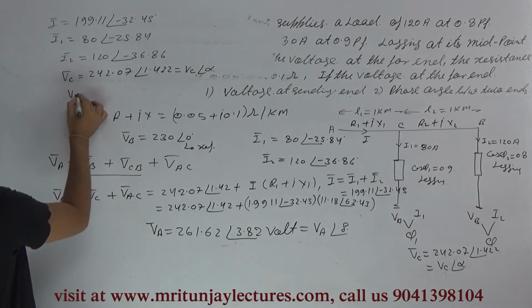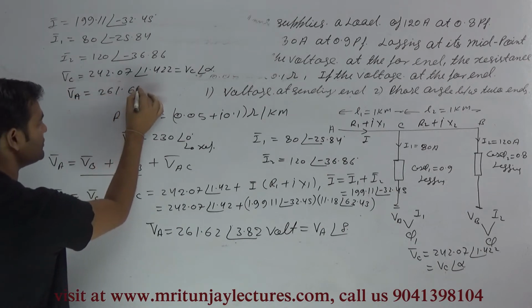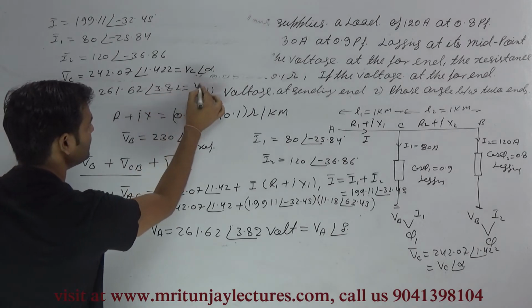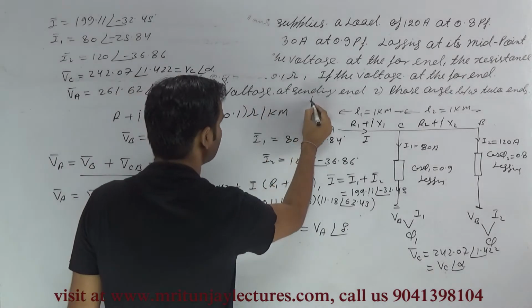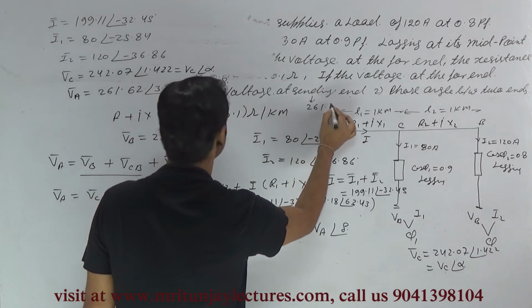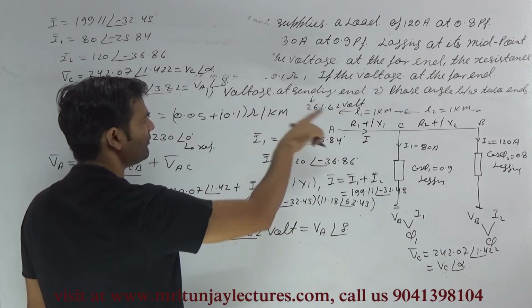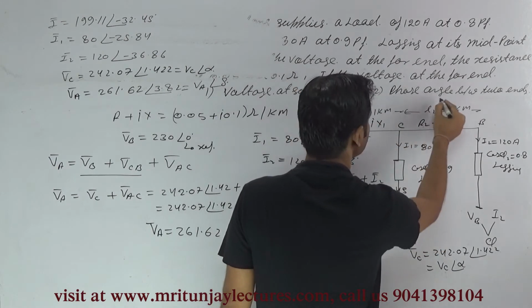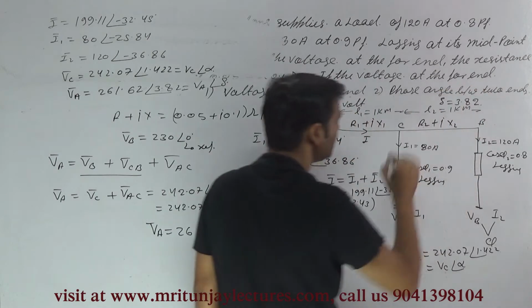So VA is written here as 261.62 at the angle 3.82, and that is VA at the angle delta. So what is the sending end voltage? That is 261.62 volt. And what is the phase angle between the two ends? That is delta, 3.82.